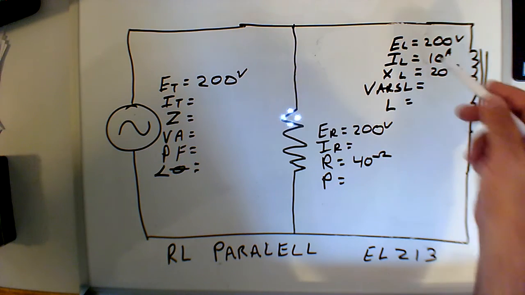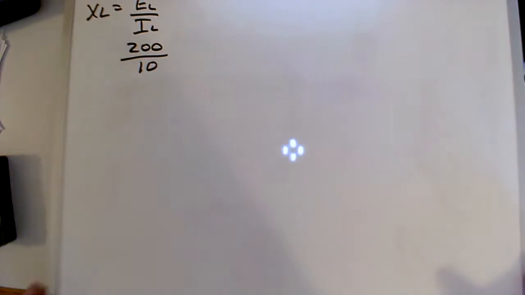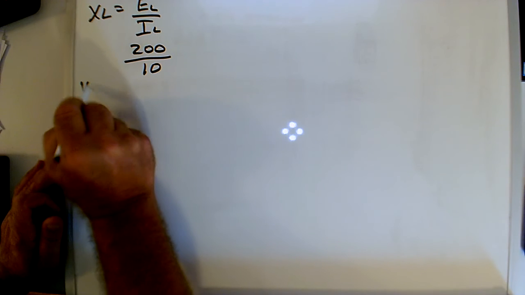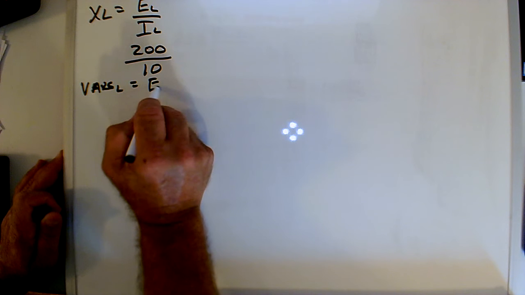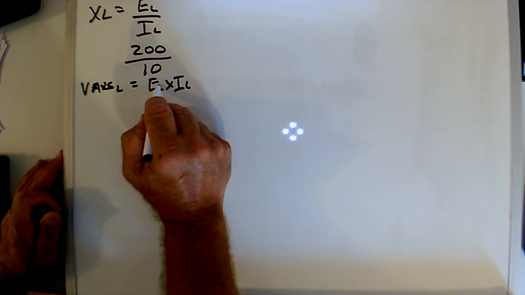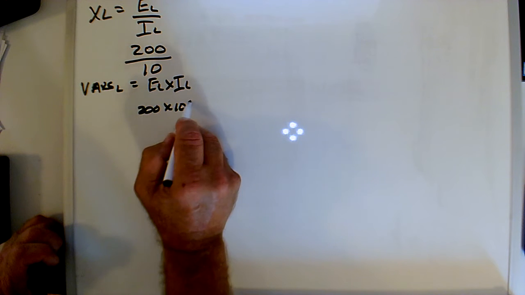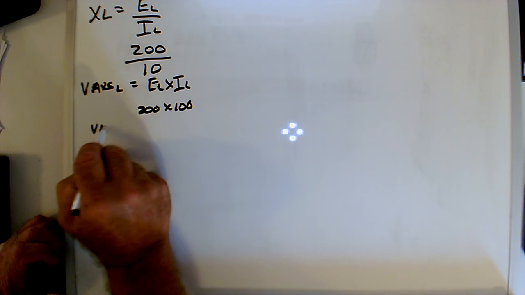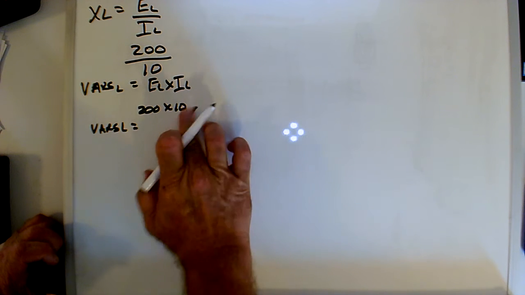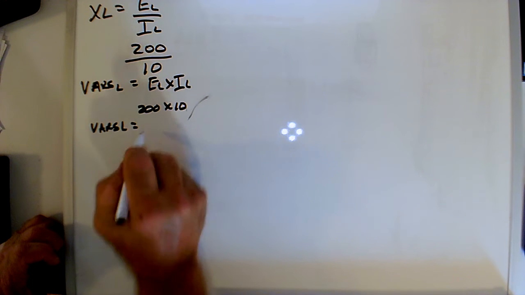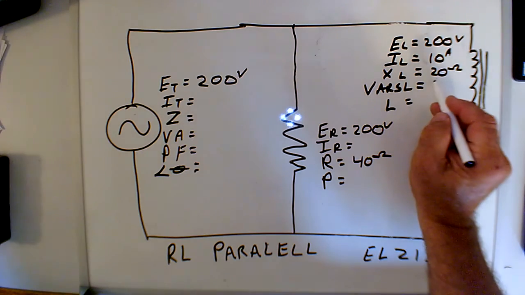And with that information, we can also figure out what VARS L is. So we can figure out what VARS L is using I and E. VARS L is equal to EL times IL. In this case, again, EL is 200 times 10. So my VARS L is equal to, that's 10 amps, 200 times 10, which is 2,000 VARs. Volts, amps, reactive. That's what VARs are.